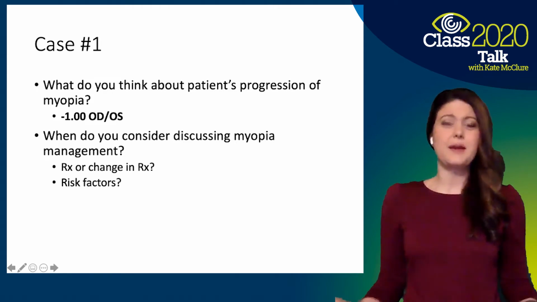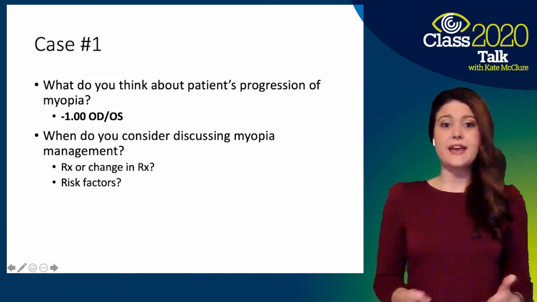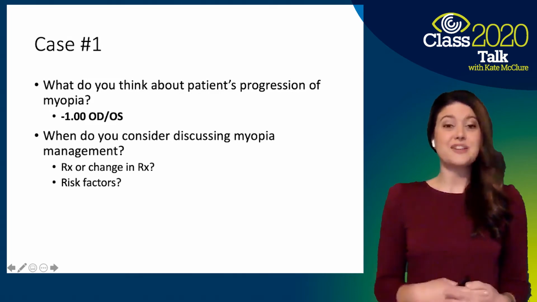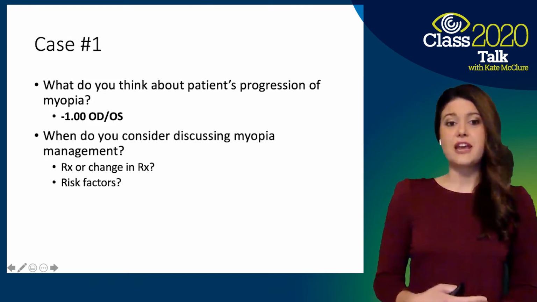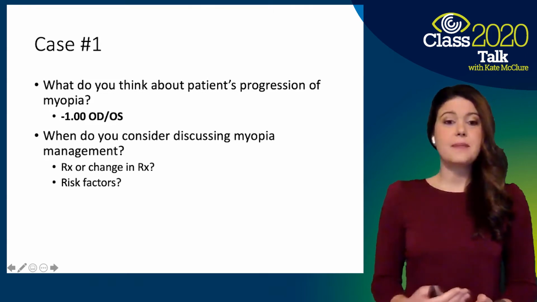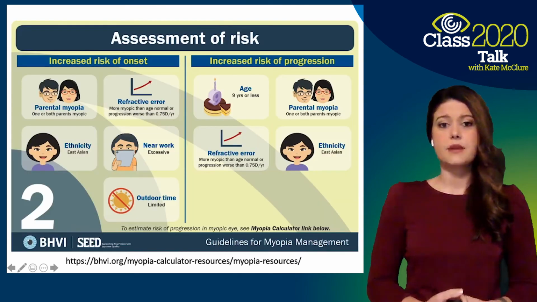So what do we think about this patient's progression of their myopia? She's progressed about a diopter. Should we consider discussing myopia management? Is this a significant change in prescription? And what are the risk factors for this patient? So let's answer some of these questions.